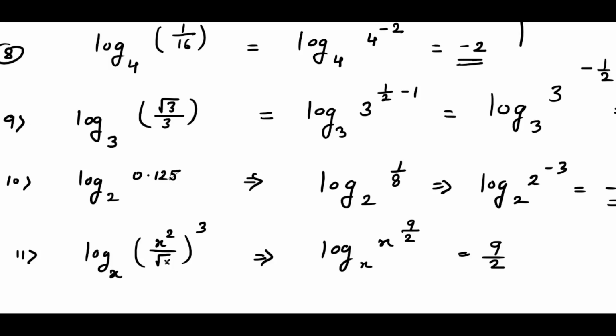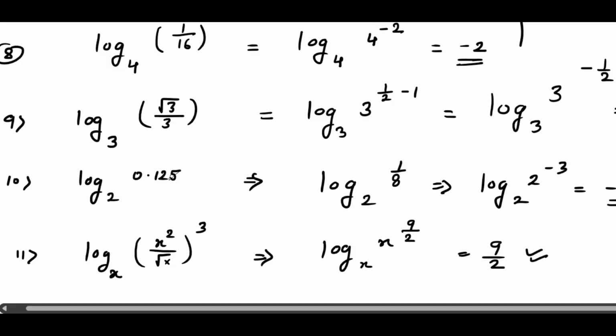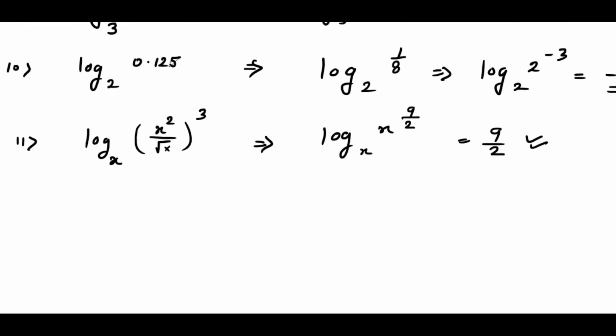X square divided by root x means x power 2 minus half. 2 minus half is what? 3 by 2. And 3 by 2 times 3 is 9 by 2. So it is x power 9 by 2, and therefore answer is 9 by 2. Yes or no? Yes, sir. Okay. So 12th one.